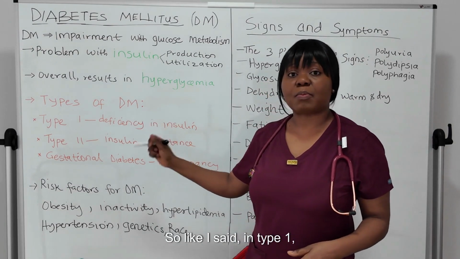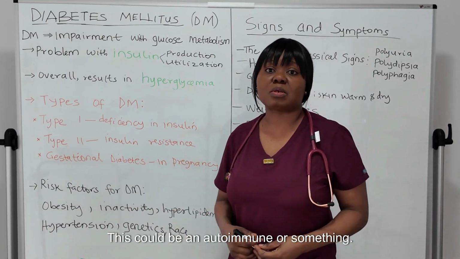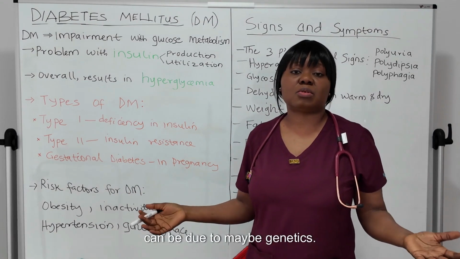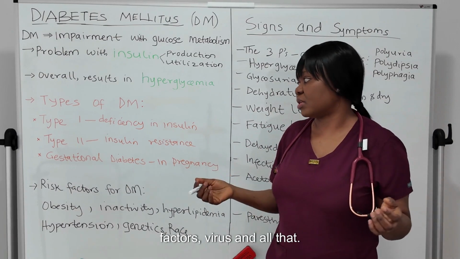So like I said, in type 1, there's no insulin at all. This could be something autoimmune. It can be due to maybe genetics. It can be exposure to some environmental factors like viruses and all that.